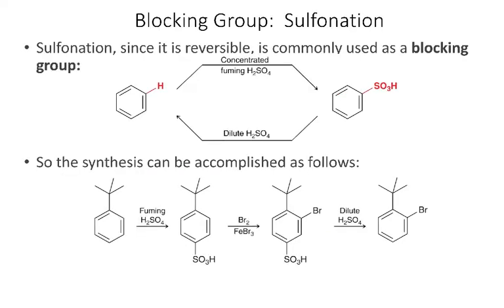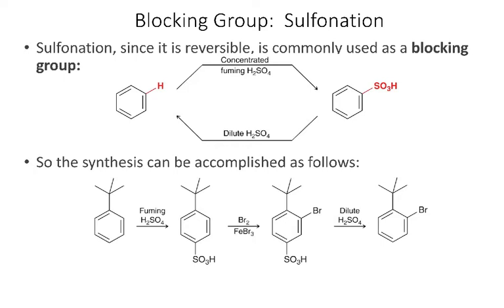Back in one of the early videos for this chapter, we mentioned that sulfonation was reversible and that it would become important later on. Well, this is the point later on where the reversibility of the sulfonation reaction becomes important. The fact that the addition of the SO3H group is reversible makes it a good choice for a blocking group. I can add the SO3H using concentrated fuming sulfuric acid, and I can take off that SO3H group by adding dilute sulfuric acid.